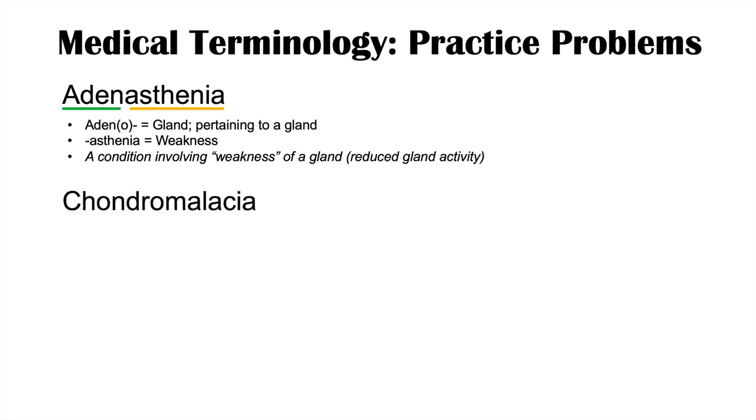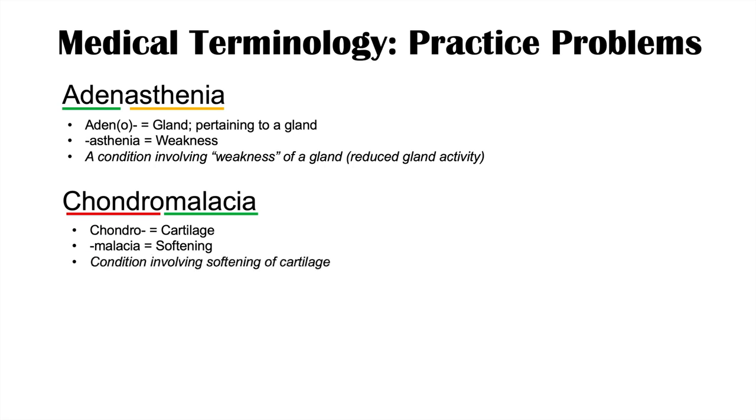The next word is chondromalacia. So chondromalacia, the prefix chondro means cartilage, and the suffix malacia means softening. So chondromalacia, when we put this all together, means a condition involving softening of the cartilage. And you might have heard of other conditions like osteomalacia, where there's a softening of the bone. So this is a condition involving softening of cartilage.